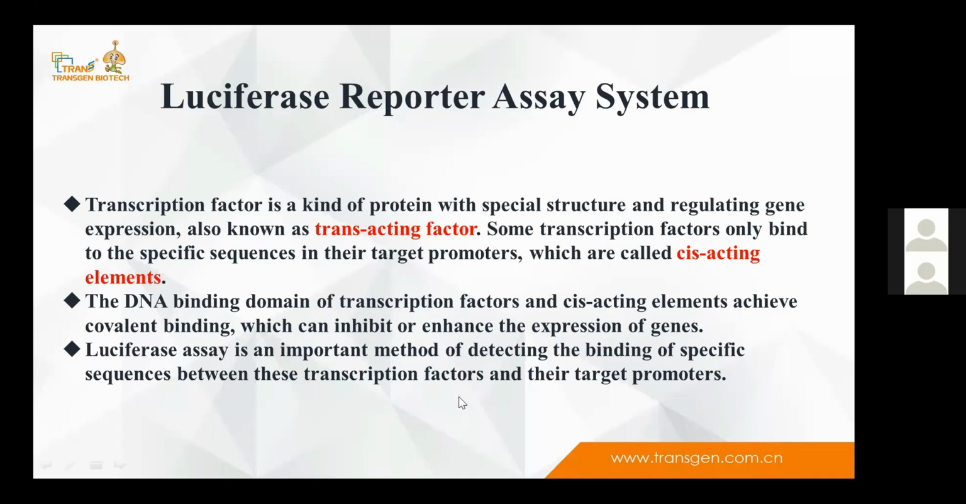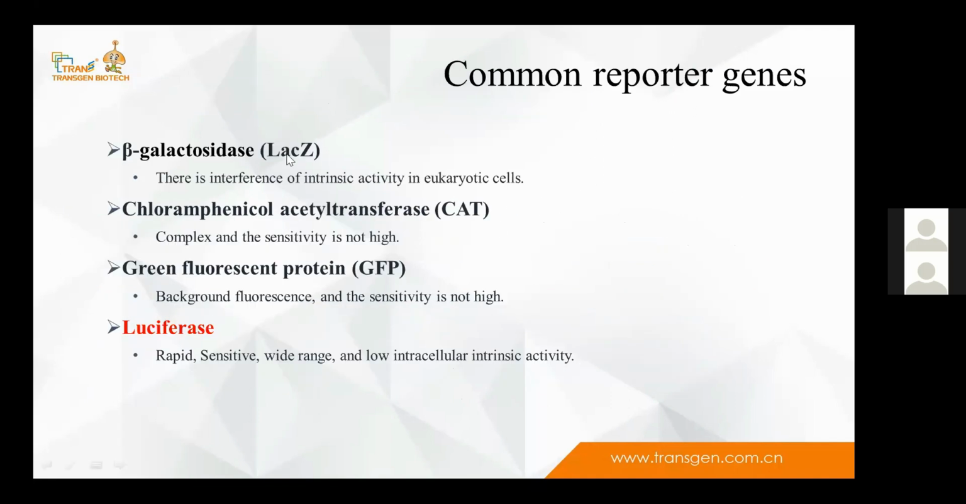So we can use a lot of reporter gene systems to detect the transcription level of the trans-acting and cis-acting elements. Here are the common reporter genes, such as LacZ, CAT, and GFP, which can also be used to detect the whole system. But in this case, we can use the luciferase assay. The luciferase assay is very rapid, sensitive, and has a wide range, and shows very low intracellular interfering activities. It means there are very low background signals, so the luciferase assay shows very high sensitivity in reporter gene systems.